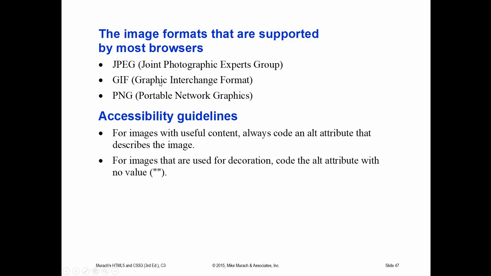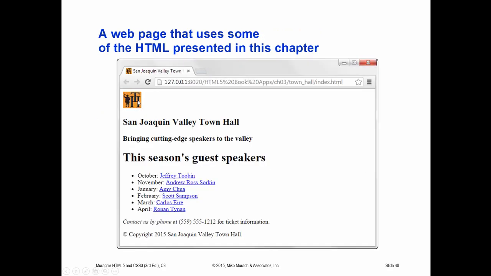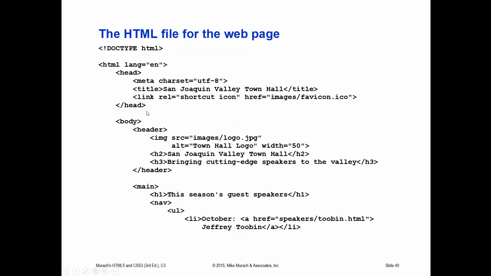We're going to have a whole chapter, or we'll talk about it a lot more in future chapters. Always use an alt attribute. All right, it says for an image used for decoration, make an alt attribute with no value. So if that's a logo, I might want to put alt equals San Joaquin Valley Town Hall logo, for example. But if it meant nothing, if it was just some red there, I wouldn't put some red for a screen reader. That would be kind of silly.